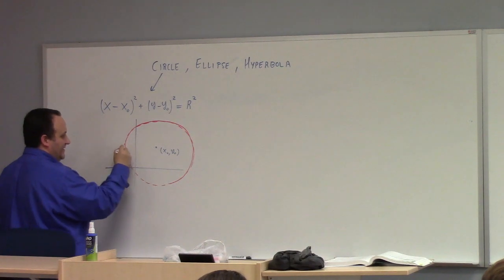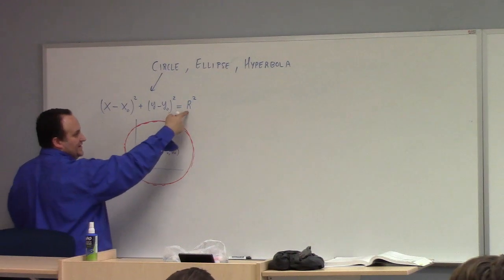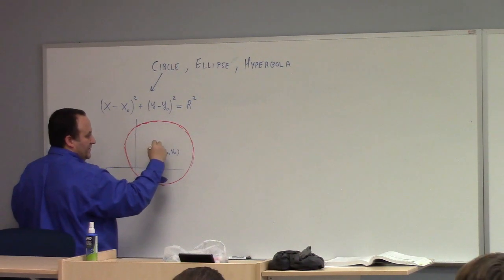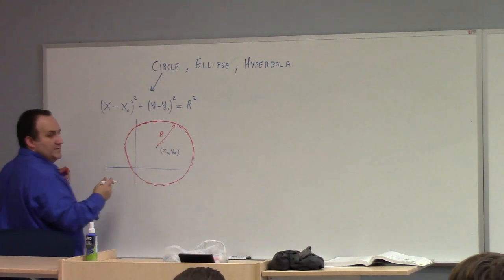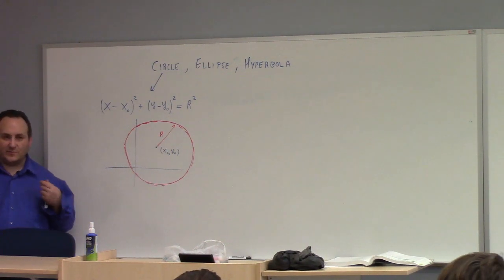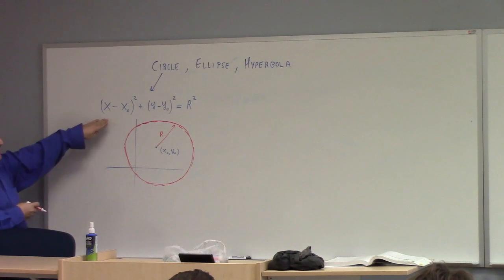What's the significance? So x naught, y naught is the center of the circle, right? What's the significance of r? It's the radius, right? It's the distance, yeah? So a circle is the collection of all points equal distance from the center point. That's what this equation says.